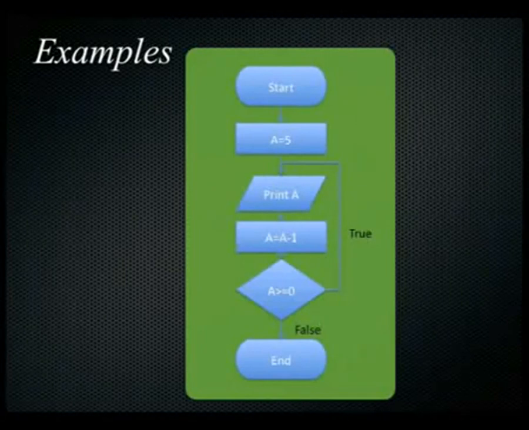So we start at 5, we print A, and then we go A equals A minus 1. We check the condition. If the condition is still true, we go back and we keep printing. So we keep staying in that loop until the value of A is in fact -1. The second A is -1, we end that flowchart. So you can see that the flowchart would in fact result in the values of 5, 4, 3, 2, 1, 0 being printed to the screen.